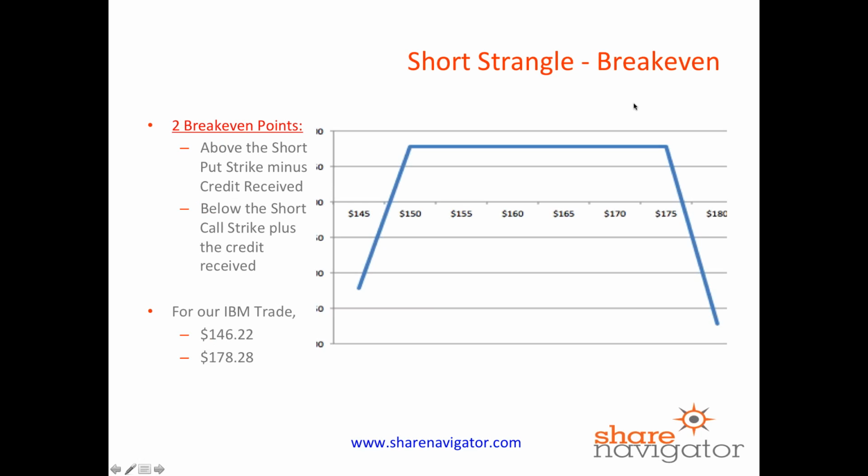What were our break-even points? Well, with the short strangle trade, there's two break-even points, and they're calculated by taking the short put strike and taking the credit off that, and then if it finishes below the short call strike plus the credit received. So our break-even is actually 146.22 to 178.28. So in other words, if the share price trades between 146.22 up as far as 178.28, you will still make money.